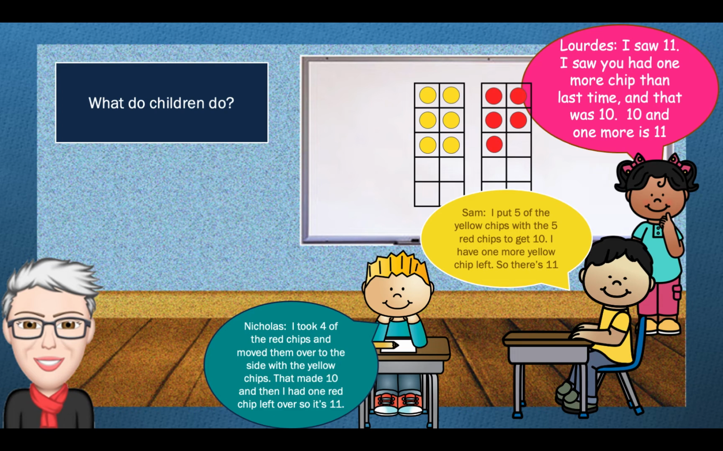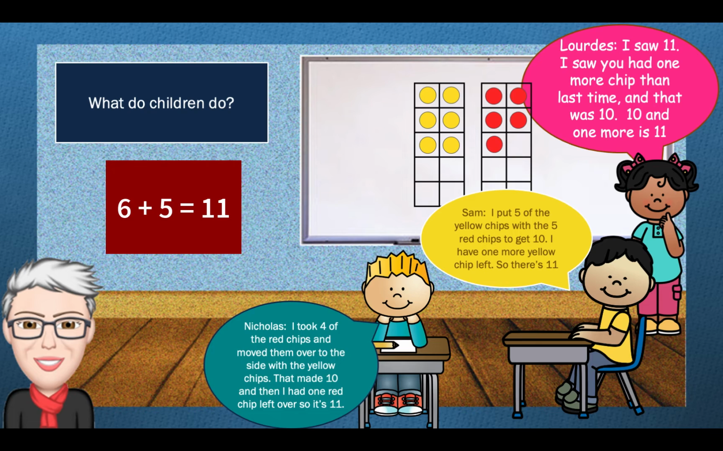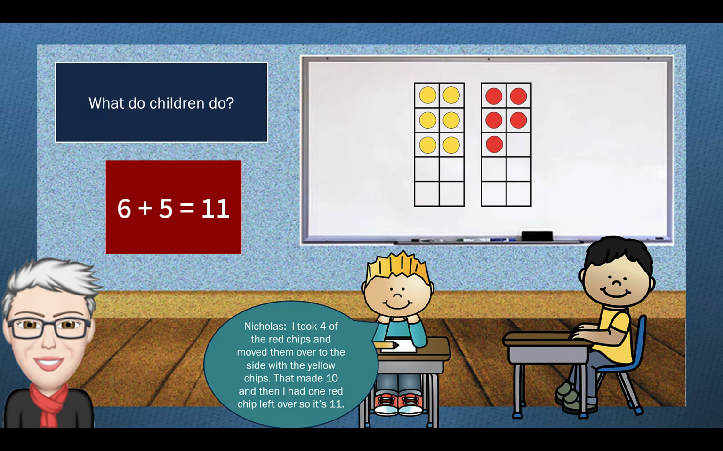Nicholas and Sam also gave solutions based on the visual imagery of the chips. Just as for Lourdes' solution, it is important that through the discussion, Nicholas' solution and Sam's solution are linked to the number fact 6 + 5 = 11. These two solutions are based on a different type of thinking than Lourdes, who saw one more chip. Each of these was based on filling up a frame to get 10. Let's take a closer look at Nicholas's solution.